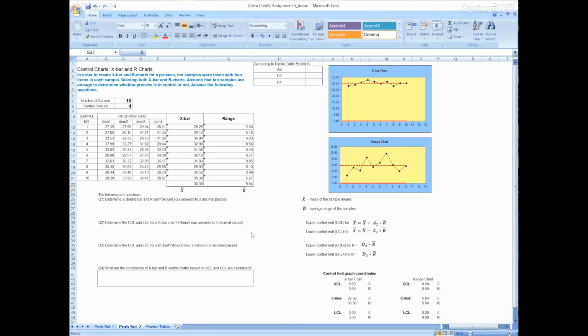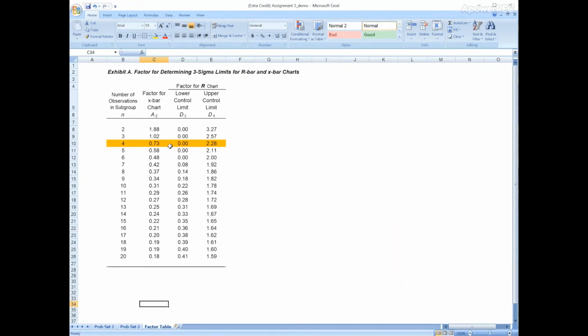Next questions are to determine the upper control limit UCL and lower control limit LCL for the X bar chart as well as the R chart. To do that, we need to use these formulas. First, to calculate the values using these formulas, we need to refer to factor table exhibit A on the factor table sheet for getting the values of A2, D3, and D4. If you click the factor table sheet, you will notice that there are A2, D3, and D4 values based on the number of observations in subgroup N. This table has the information about factor numbers for determining 3 sigma limits for R bar and X bar charts.